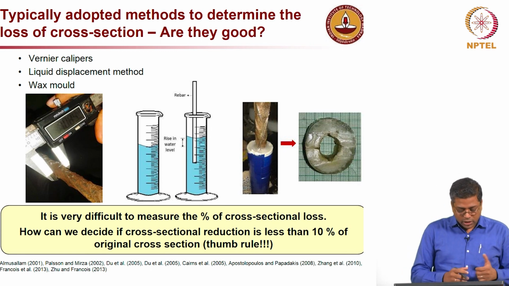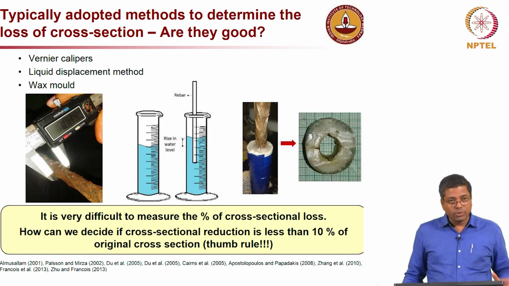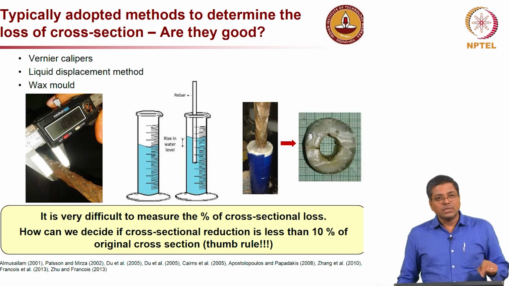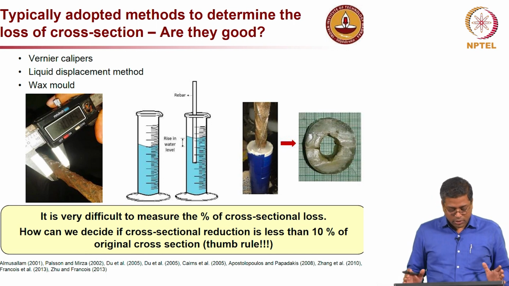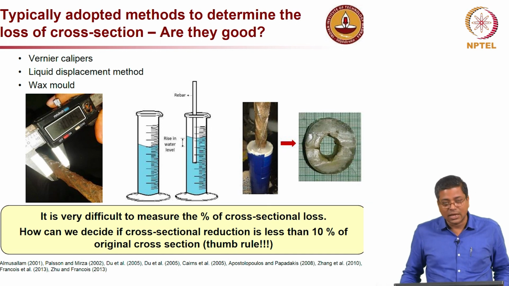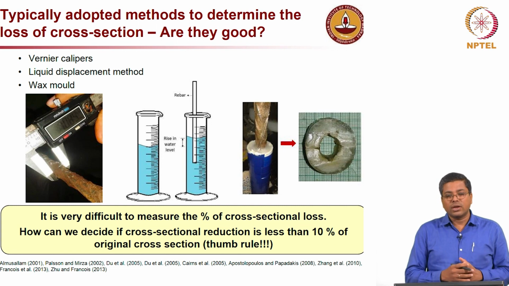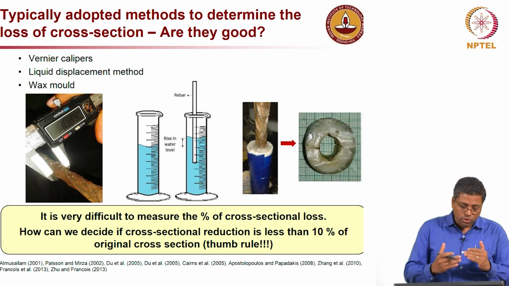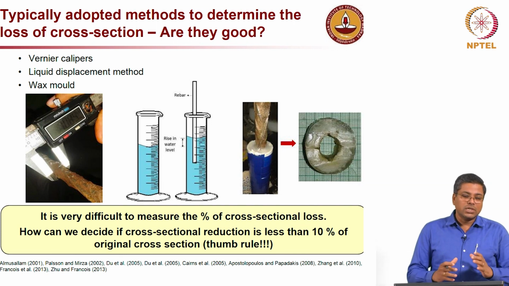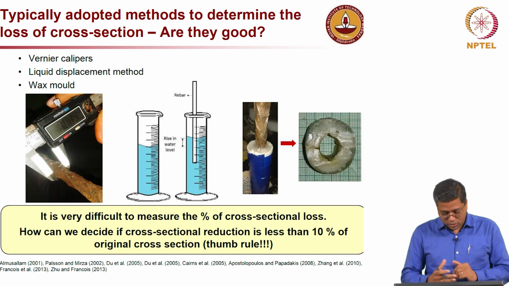So the first one, you can see in the picture on the left side, is the vernier caliper. You can measure, but imagine it will measure only the diameter, not really give you the cross section, or what the cross section looks like. So you cannot even assume that wherever you are measuring that diameter, the shape is circular. I will show you in the next slide how the shape at various locations of this particular bar was.